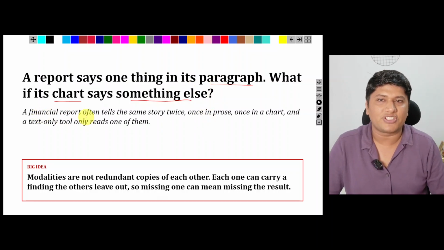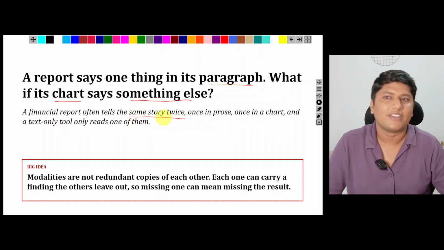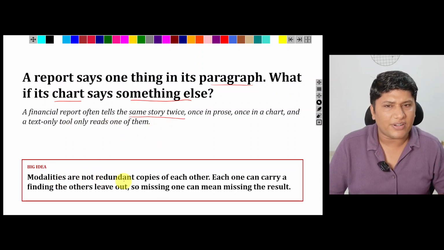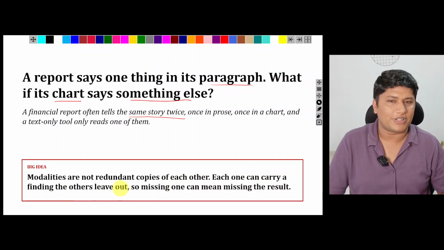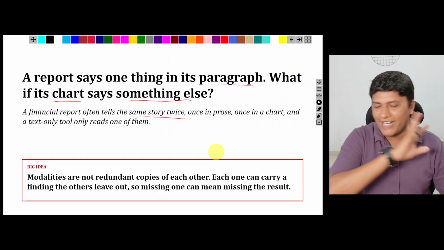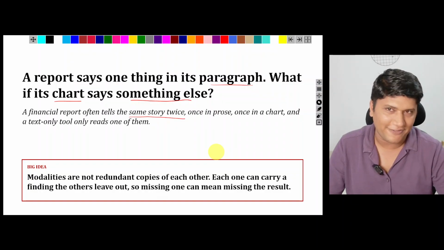For an example, a financial report often tells the same story twice, once in prose and once in chart. A text-only tool only reads one of them. So modalities are not redundant copies of each other. Each one carries a finding the other one leaves out. So missing one can mean missing the result. And that's why nowadays we are using multimodal things in our day-to-day life.